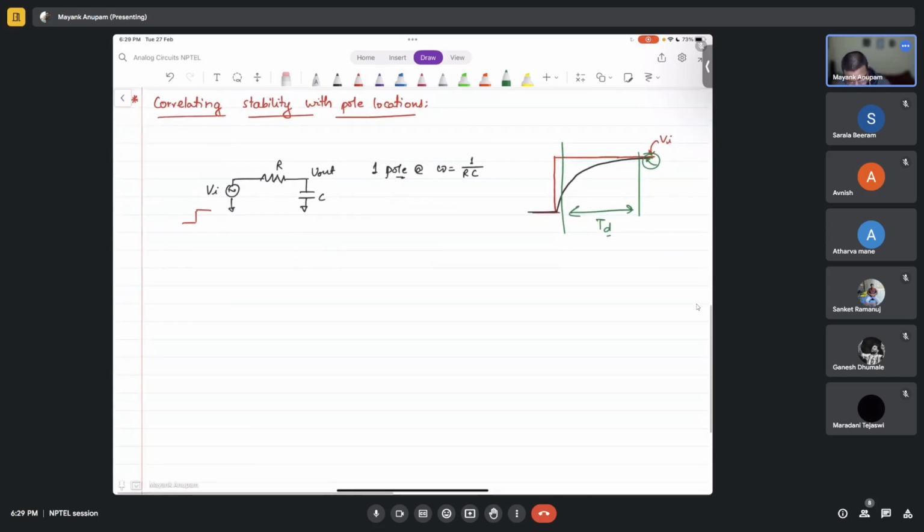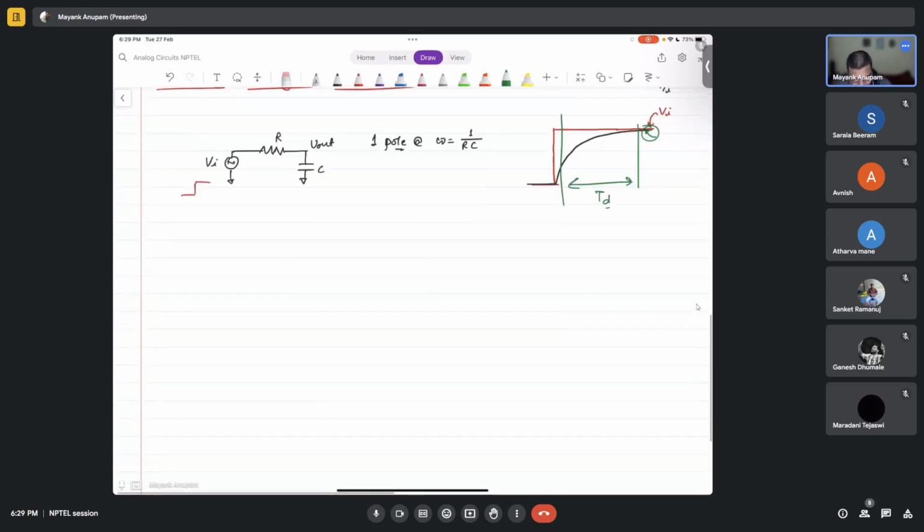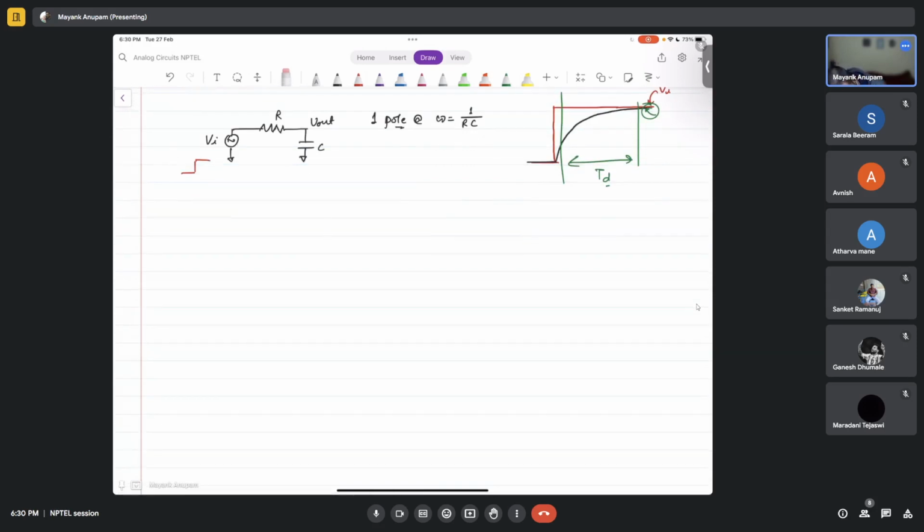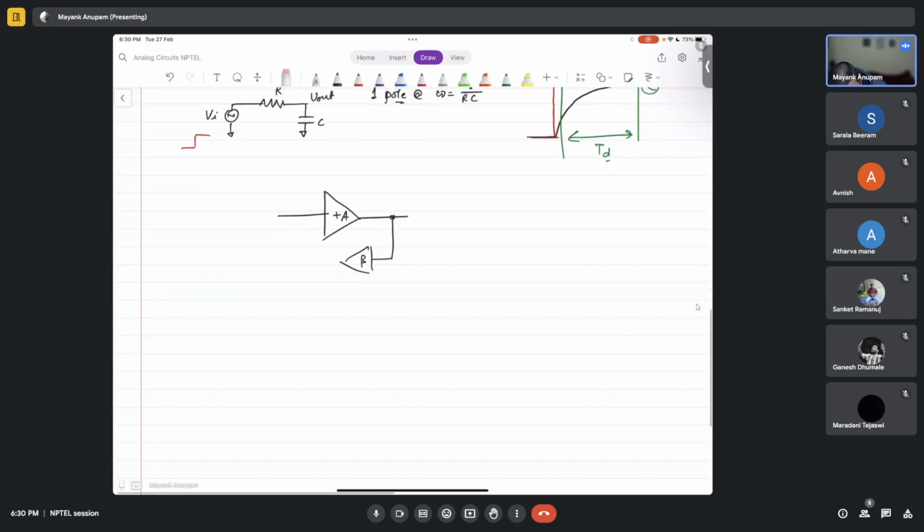Fine. So now coming back to the original point, if you have a negative feedback system, there's an amplifier like this, and then you have this output here, which is fed back with a beta factor. This is beta, just beta. Let's say this is minus, this is minus, this is plus. All right. Now you have a system like this.